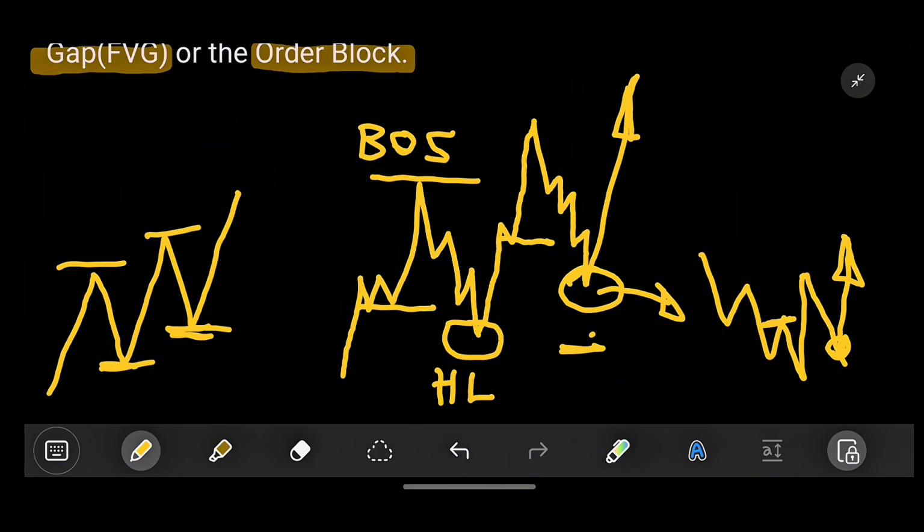Okay, that is all there is to it when we talk about structure. So please feel free to pause the video and take in what you haven't understood and practice it.